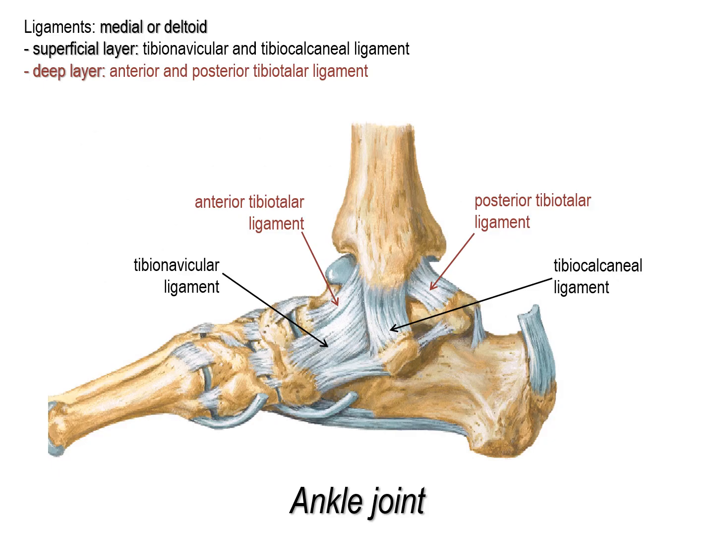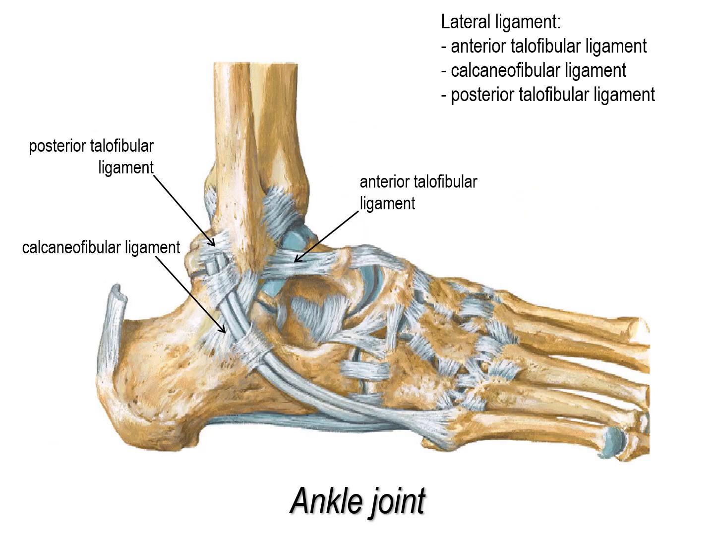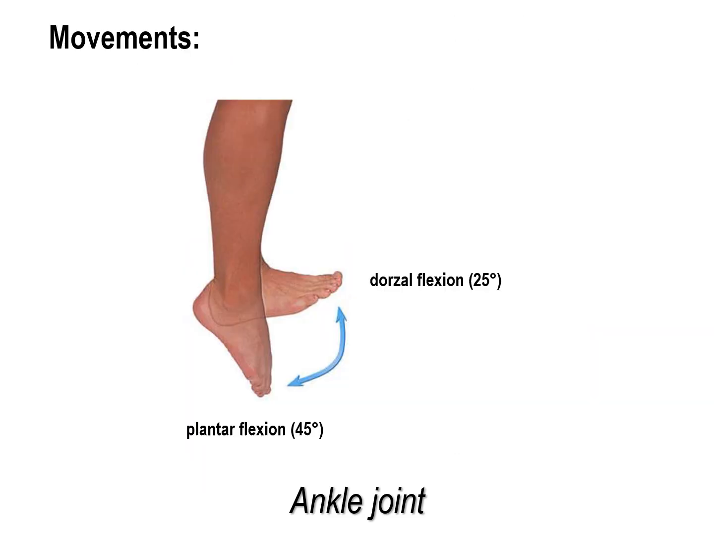Superficial layer presents tibio-navicular and tibio-calcaneal ligament. Deep layer presents anterior and posterior tibio-talar ligament. The lateral ligaments of the ankle joint are anterior talofibular ligament, calcaneofibular ligament, and posterior talofibular ligament. The movements of the ankle joint are dorsal flexion and plantar flexion.